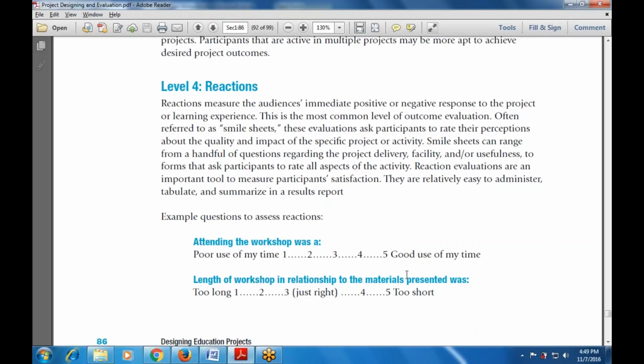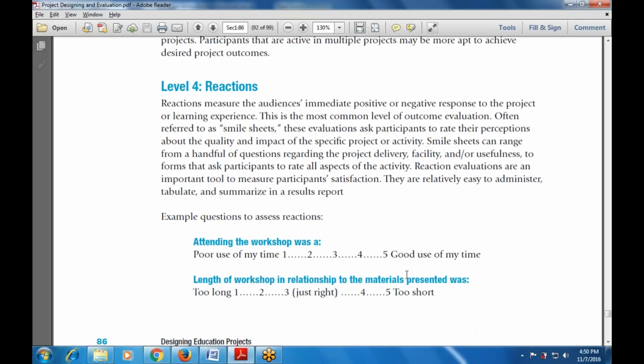It depends on the data, from project to project, what is the negative feedback and what is the positive feedback. This is the most common level of outcome evaluation and is often referred to as smile sheets, which are used to ask the participants to rate their perception about the quality and impact of the specific project or activity.